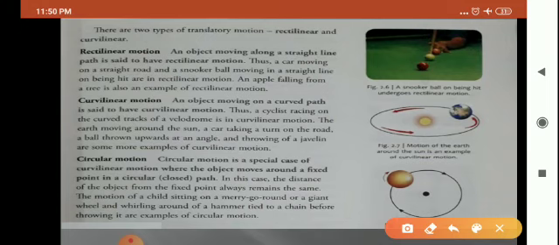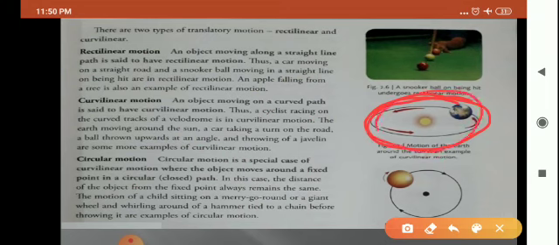Now a few examples are given. A cyclist racing on the curved track of a velodrome is a curvilinear motion. The earth moving around the sun is also a curvilinear motion. Yes or no, children? Because it is moving along a curved path.